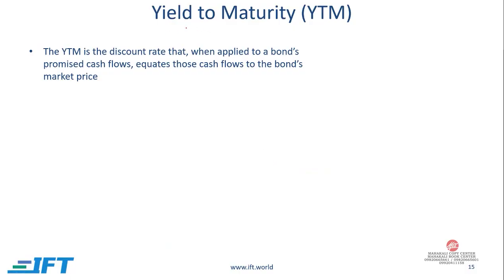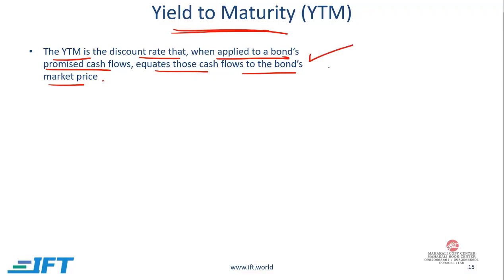Now let's talk about YTM a little bit more. As we've said, the YTM is the discount rate that, when applied to a bond's promised cash flows, equates those cash flows to the bond's market price. I've said this multiple times. You've seen this written before, and that's because you need to remember this statement.